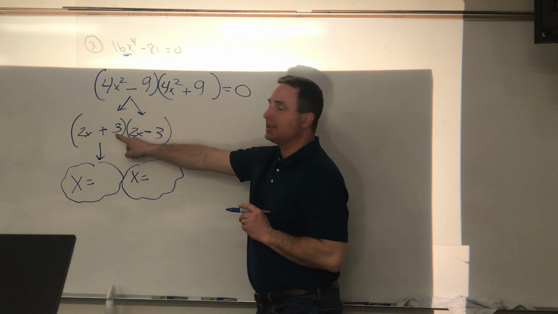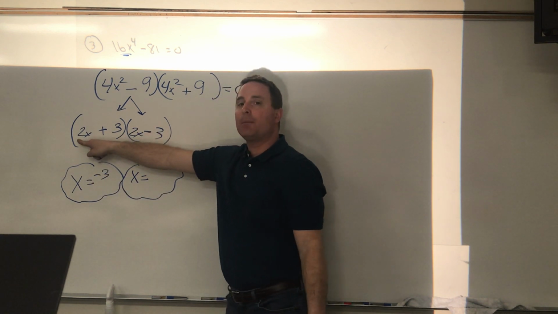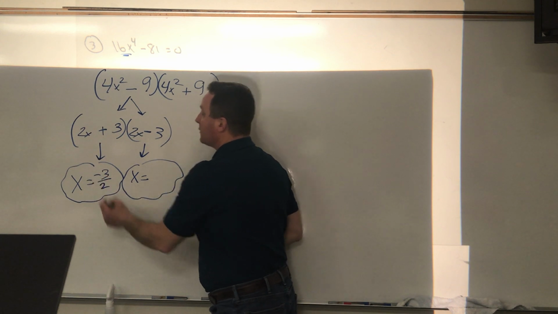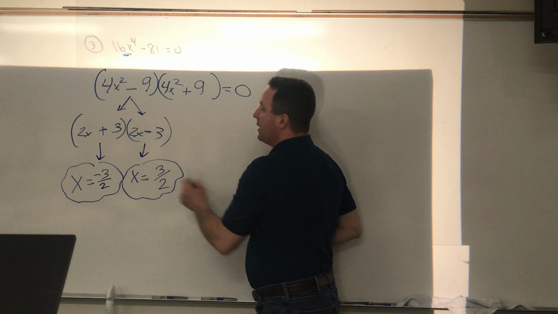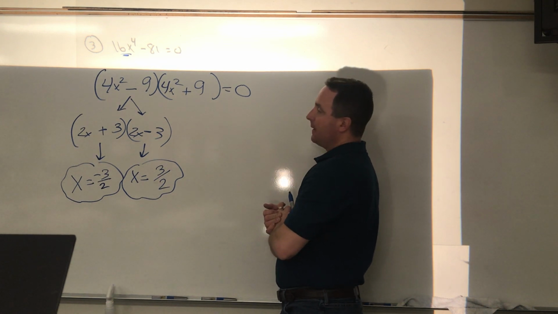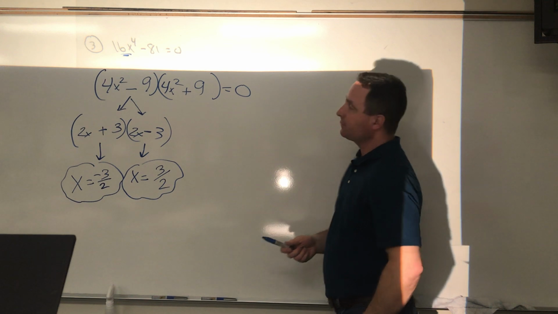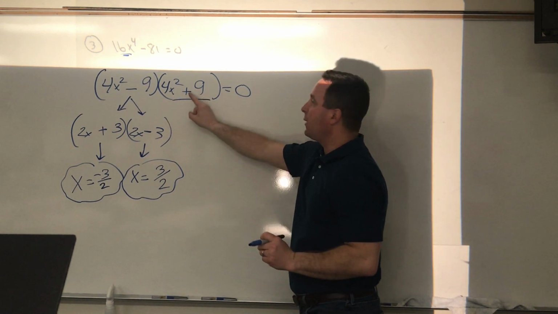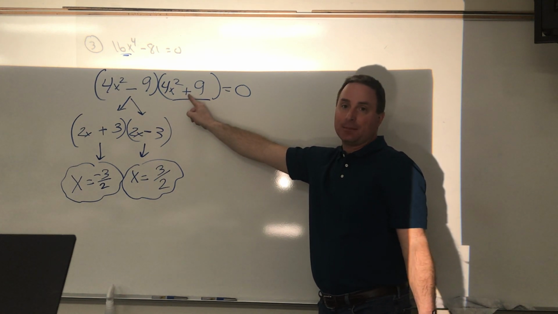Remember, it's the opposite of this number, which is going to be negative 3. But now I have a number in front of the x, so I have to divide by it. It's going to be negative 3 halves. And this one would be positive 3 halves. Now, when in doubt, if you didn't get that, you could set them equal to 0 and solve it. When I look at this one, though, they're perfect squares, but it has addition in between them. We can't do the factoring when there's adding in between them.